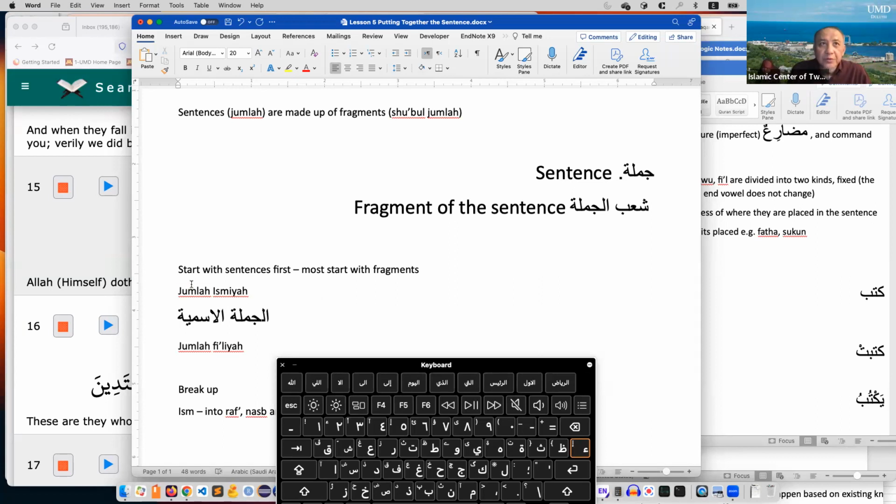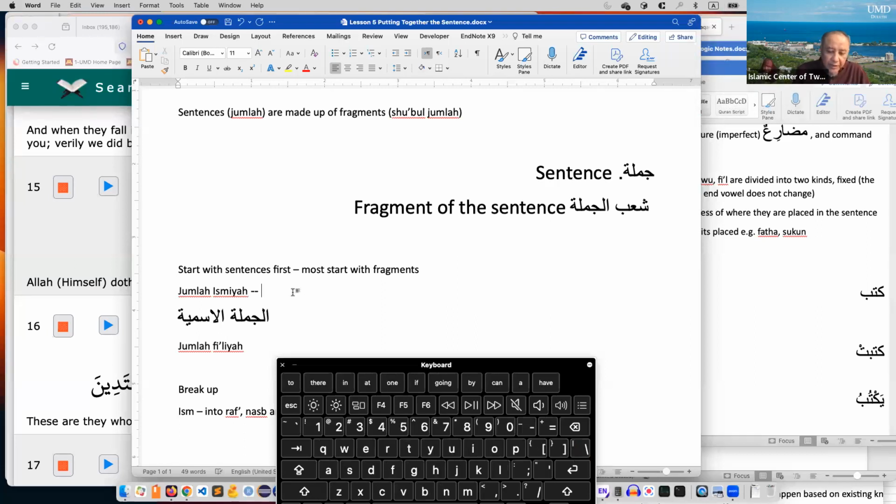So this is the first one. The jumlatu ismiyatu, the English translation of that is, now this is the fancy word, nominal sentence. Nominal sentence means a sentence that starts with an ism. Later I'll explain to you how that works. So the first one is jumlatul ismiyatu, the nominal sentence, or sentence which starts with an ism.